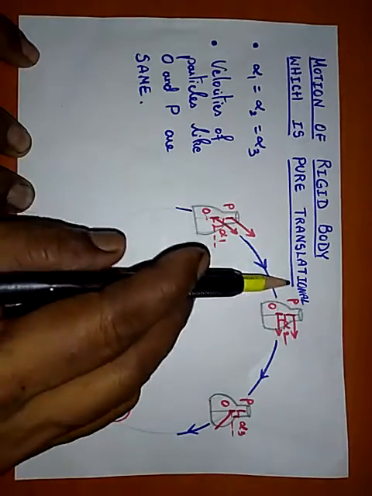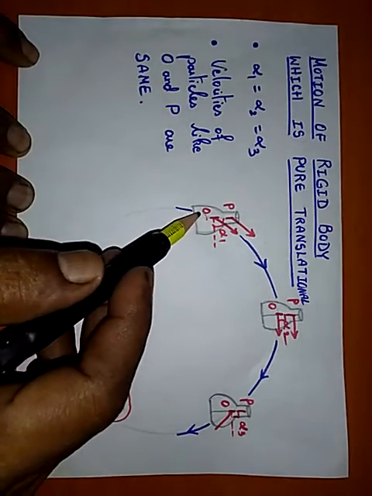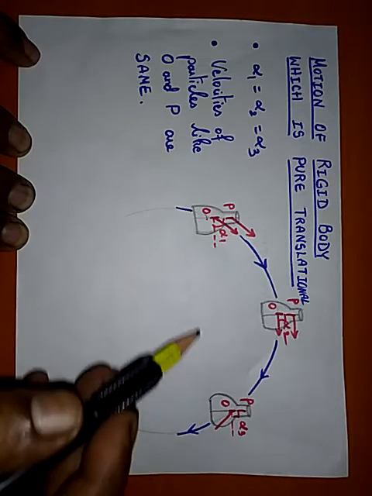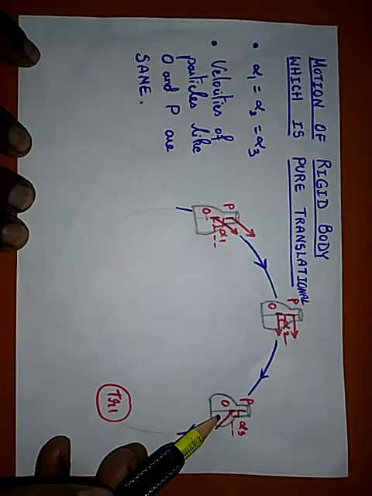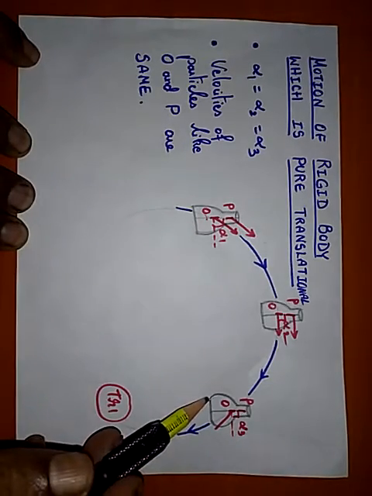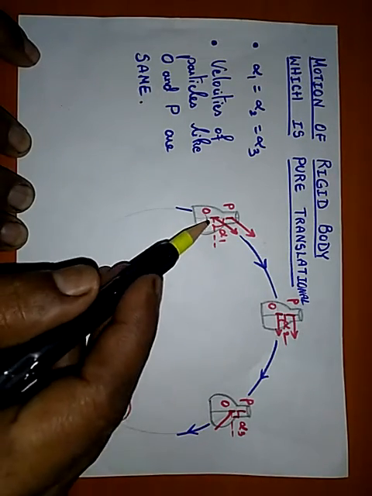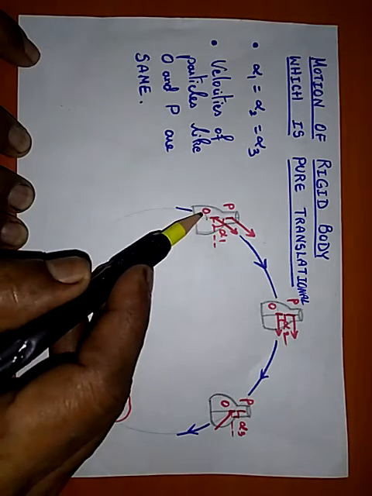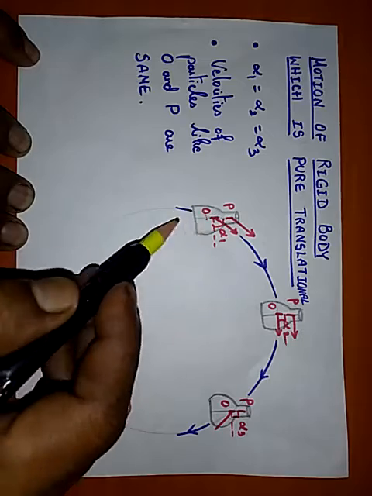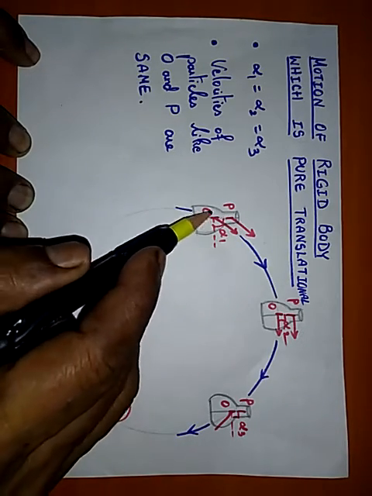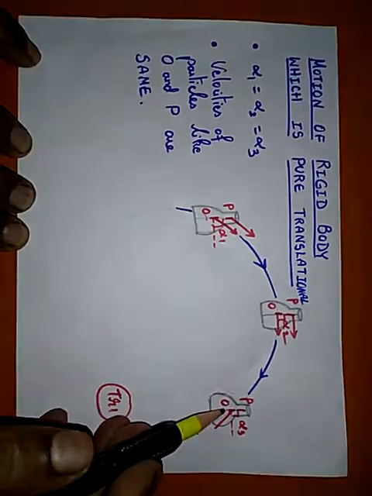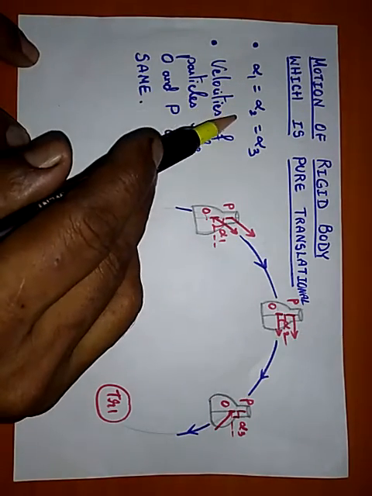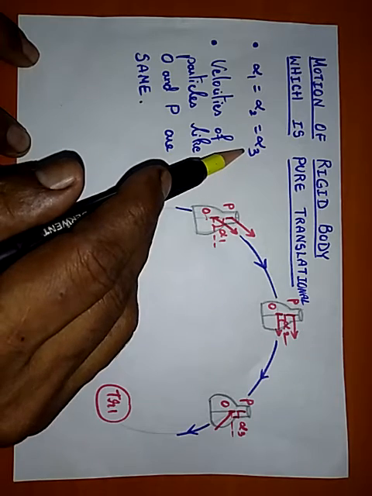So in pure translational motion, even though the object is at a different position at a different time instant, the angle is not altered. Also, the velocities of different points of the solid rigid object, that is, if you consider O and P, the velocities of O and P are not altered at different instants of time. So in conclusion we can say that alpha 1 is equal to alpha 2 is equal to alpha 3.